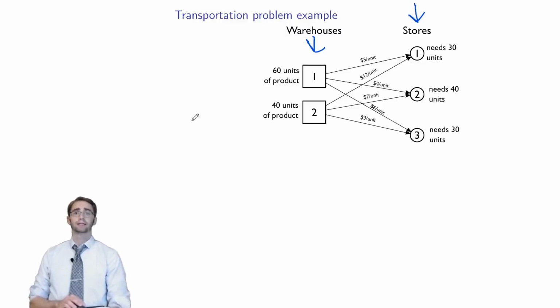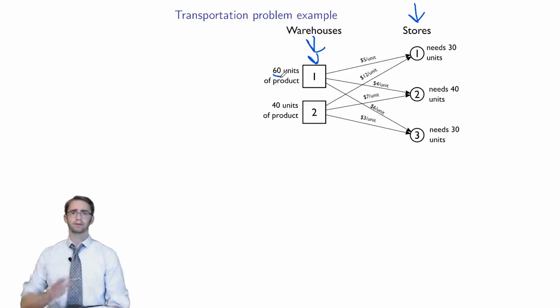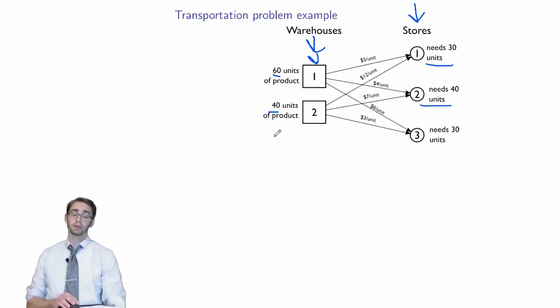And I have some text annotating this. So warehouse number 1 has 60 units of some product available. So we'll assume there's just one product that these warehouses and stores exist to sell. The first warehouse has 60 units of the product. The second one has 40. The first store needs 30 units of the product, which will come from these warehouses. The second store needs 40 units of the product, which will also come from these warehouses. And the third store needs 30 units of the product, which will come from these warehouses.